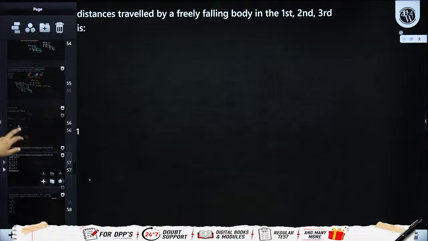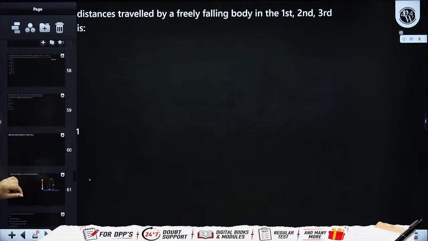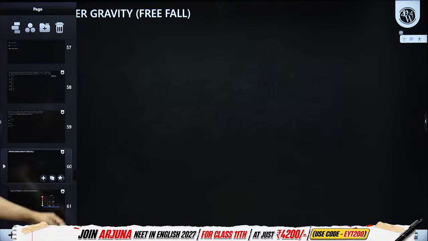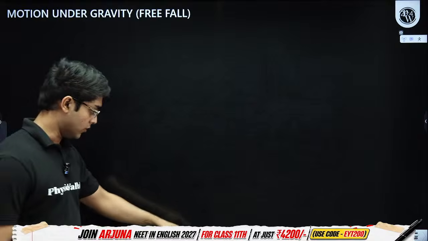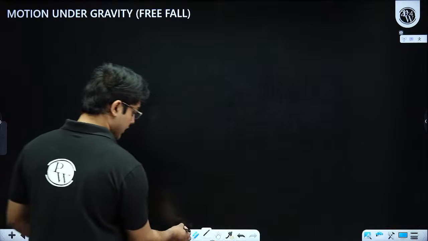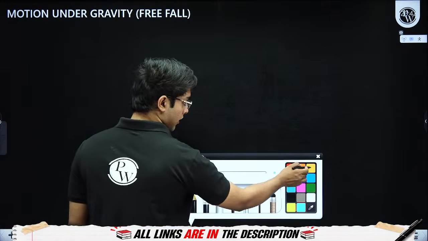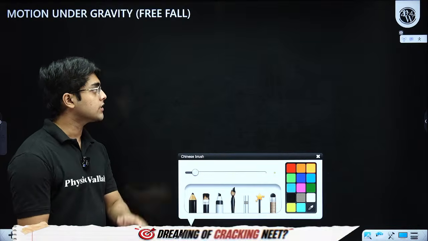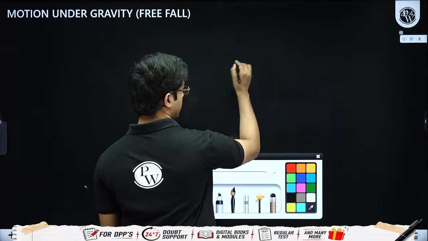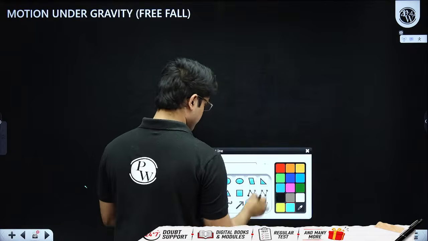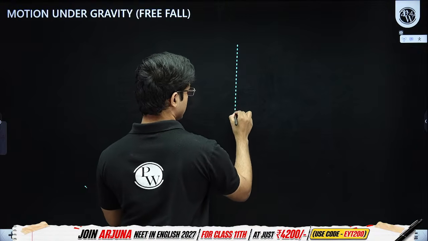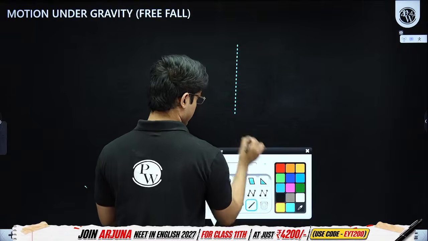So distance in the nth second. Yeah, let's just do motion under gravity here. So we learned the constant acceleration equations, the 3 equations of motion, and they were all for constant acceleration. Now for motion under gravity, the motion will be along the y direction. And let's say this is the ground.